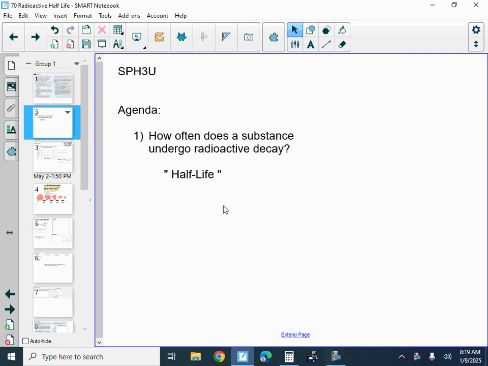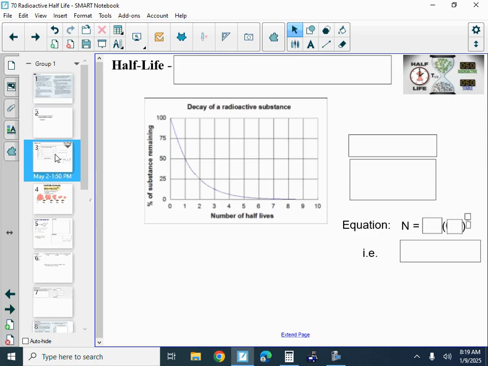Hey everybody. This next lesson is about the rate of radioactive decay. How long it takes substances to undergo radioactive decay is referred to as half-life. They give you the amount of time it takes for half of the material to decay, radioactively decay, transmutate, not disappear, but transmutate into another type of material, right?